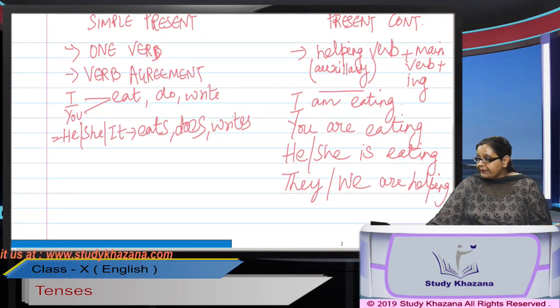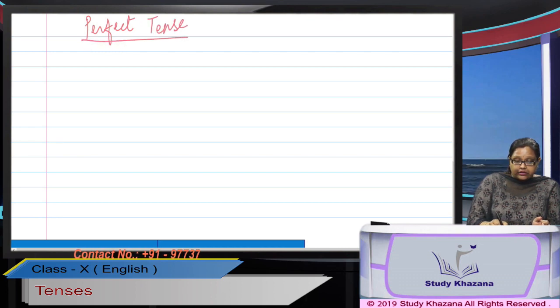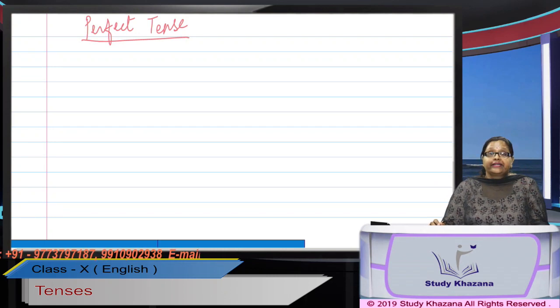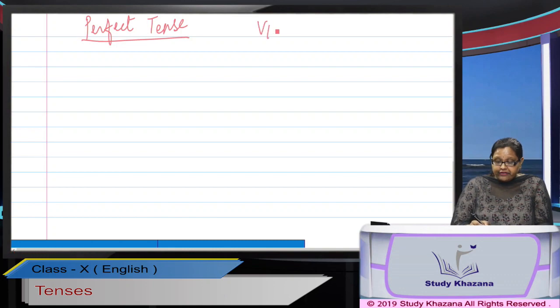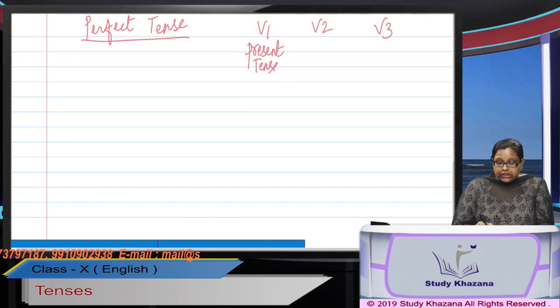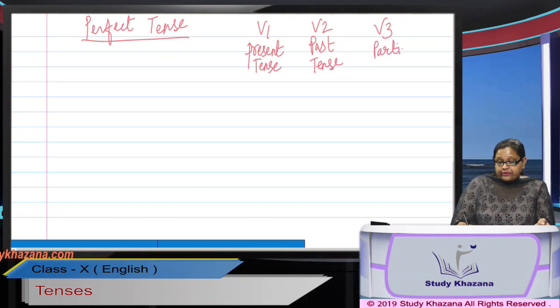Okay. Now coming to the next topic, the perfect tense. Before telling you the perfect tense, let me tell you that I think all of you know that verbs exist in three forms. Like there are three tenses, but there are three forms like V1, V2 and V3. The first one we call the present tense. The second one we call the past tense, and the third one we call the participles.